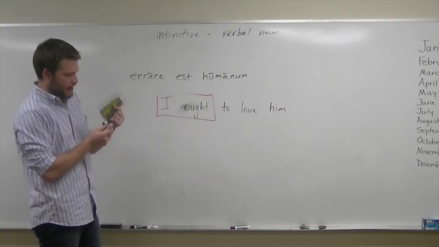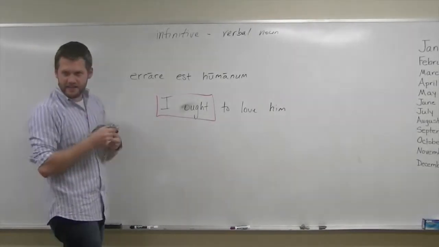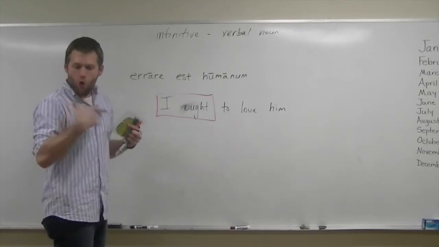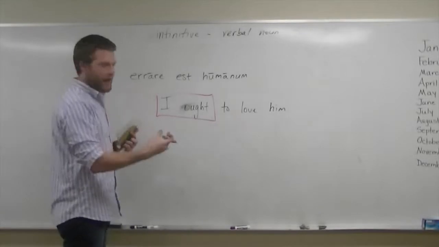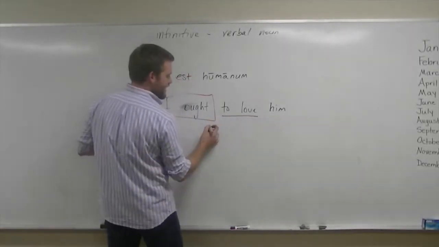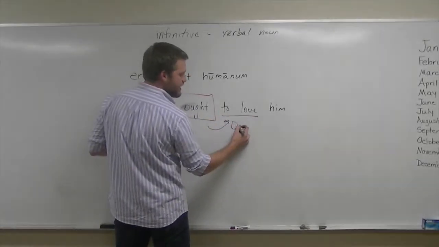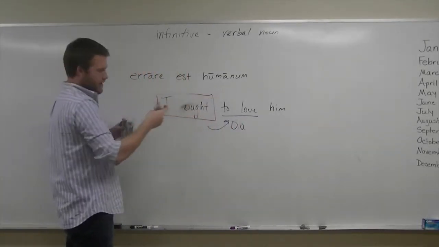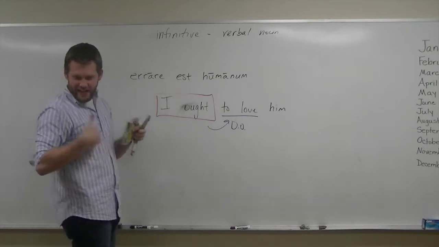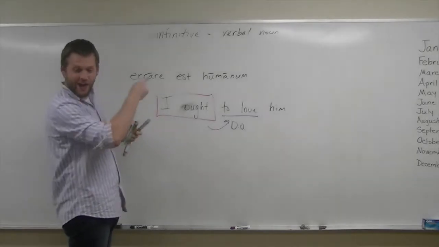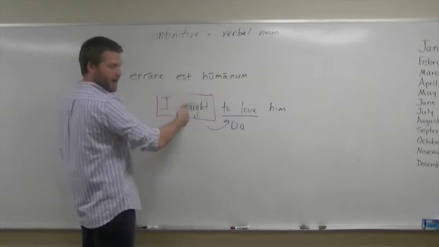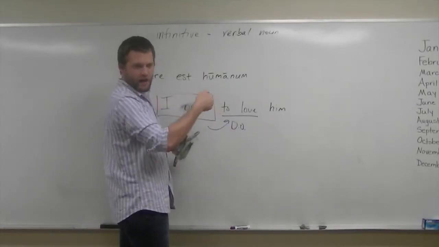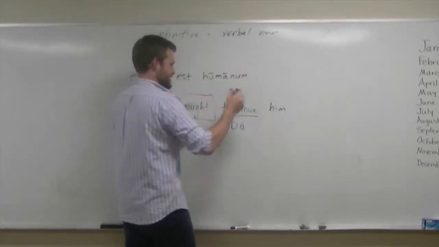Okay, so this is interesting. Here the infinitive is acting like a noun, right? It's acting like a direct object. What ought I? I ought to love. So it's nounness as a direct object. But then it also gets its verbness out, in that it takes a direct object. Whom ought I to love? I ought to love him.